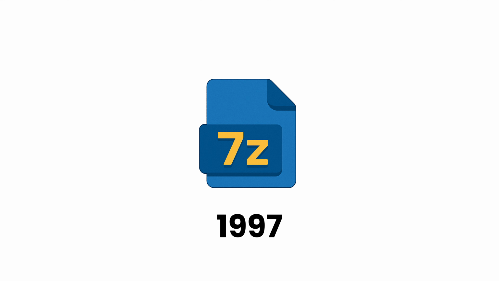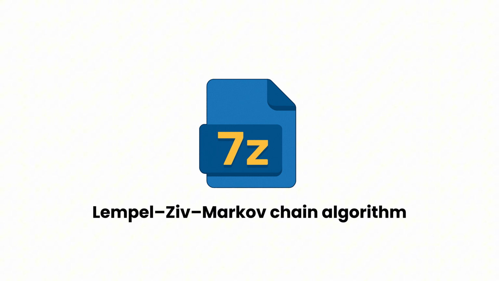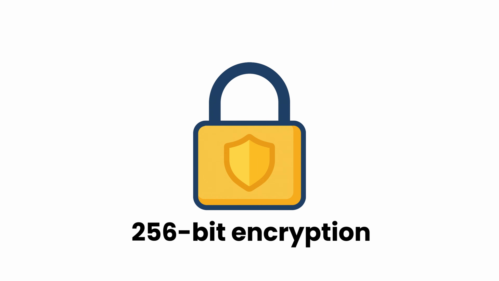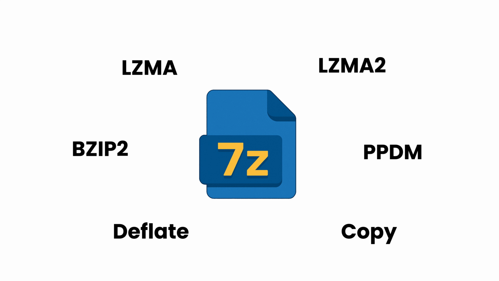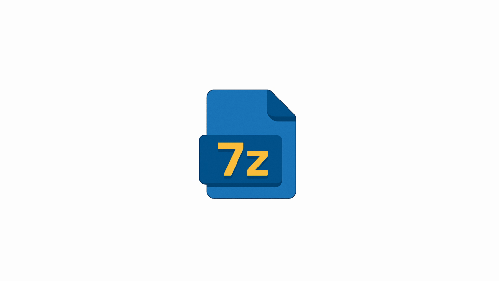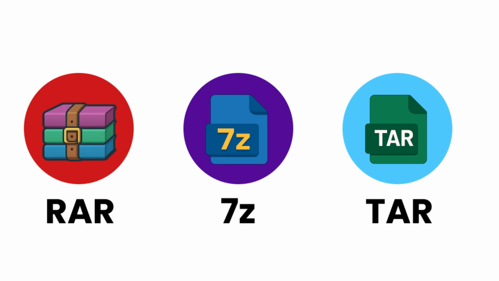7z. 7z was created in 1999 as an open-source format. It's based on the LZMA algorithm, delivering very high compression ratios. It supports strong AES-256 encryption, handles large files, and can work with multiple algorithms. This format is especially popular among tech-savvy users and known for efficient compression.